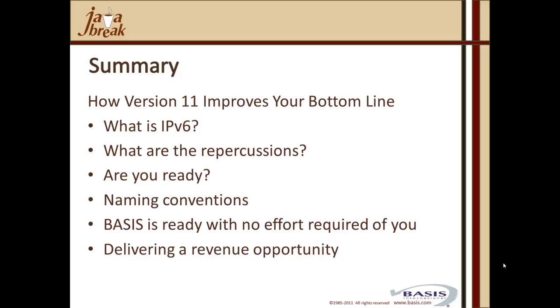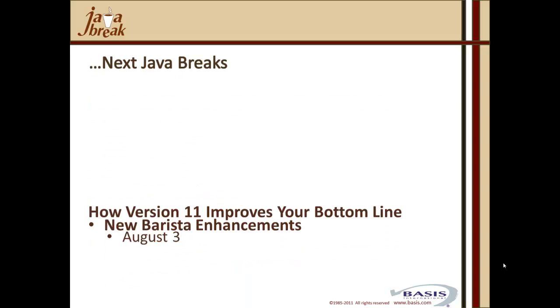So in summary, we've covered a fair amount of material here in introducing what IPv6 is about. We actually went backwards a little bit and discussed what IPv4 has always been about. We talked about the repercussions of moving to IPv6 and some demonstrations basically to ask the question, are you ready for this transition? We looked at some of the naming conventions that are already out there, and the good news is, again, Basis is ready with no software change effort required on your part at all. And because Basis is ready with our version 11 products, we are delivering a revenue opportunity to you that you may not have had as part of your business strategy over the next year. So let's look ahead to see what's coming up.